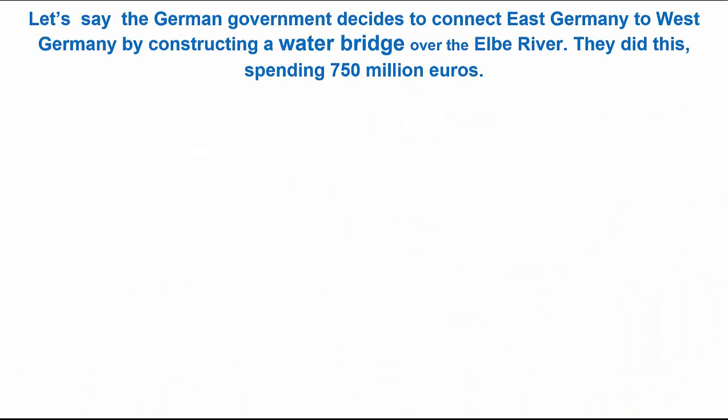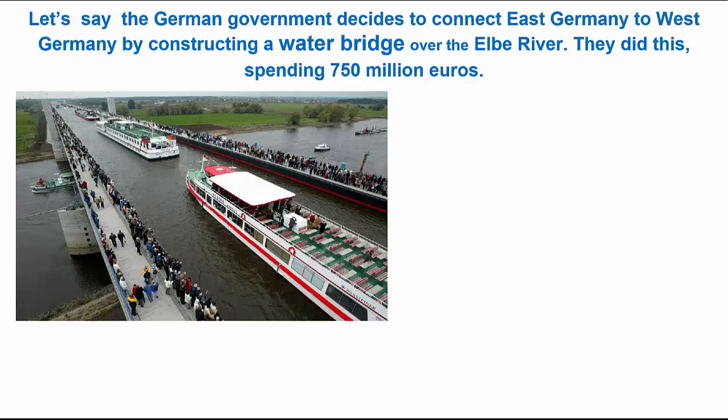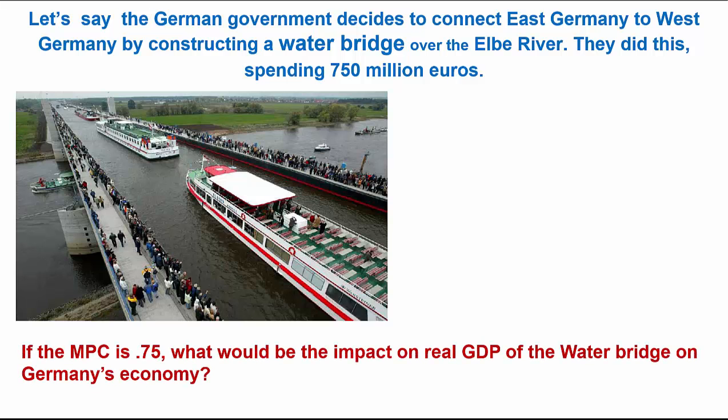All right. So for example, here is a bridge that connects 2 rivers in Germany. They spent 750 million euros on this. If the marginal propensity to consume is 0.75, what would be the impact on real GDP of the water bridge on Germany's economy? So, given that the MPC is 0.75, we would say that the MPS is 0.25. All right? And if the MPS is 0.25, we would say that the expenditure multiplier, which is 1 over MPS, 1 over 0.25, would have to be 4.